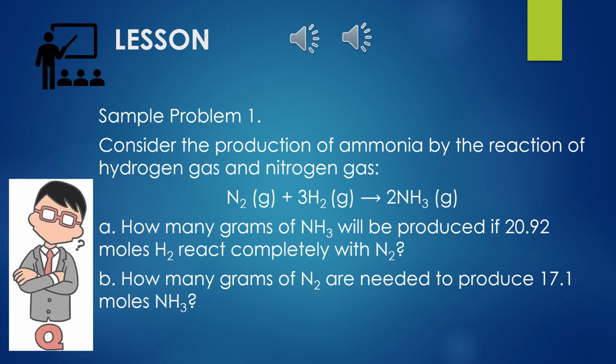Consider the production of ammonia by the reaction of hydrogen gas and nitrogen gas. So here's the question. Letter A. How many grams of ammonia will be produced if 20.92 moles of hydrogen react completely with nitrogen? Letter B. How many grams of nitrogen are needed to produce 17.1 moles of ammonia?